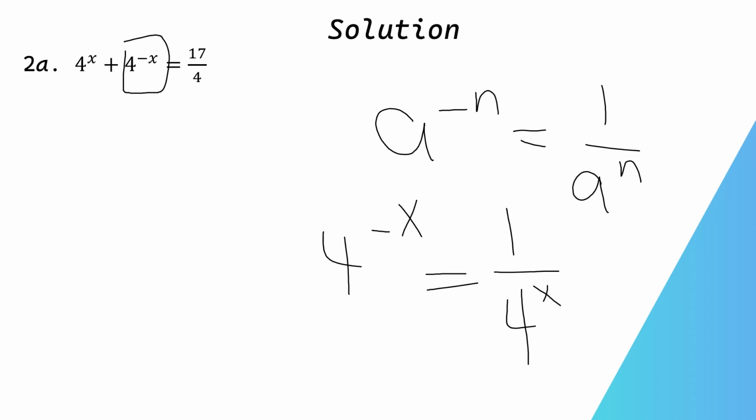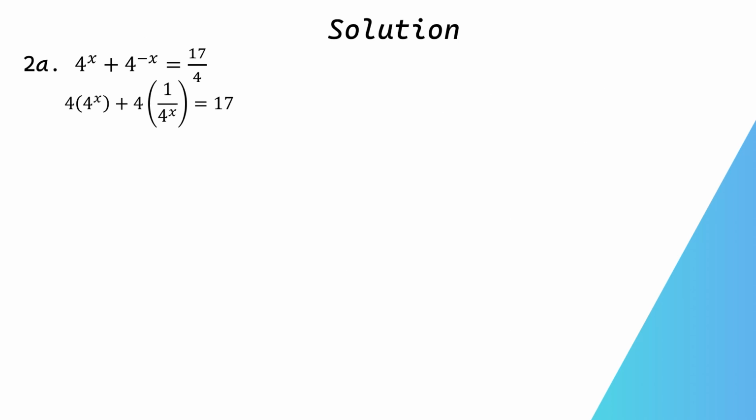So let's go back to what we were saying by clearing through by 4. The 4 will cancel the 4 here. Now the 4 will multiply the other one. So we get 4 times 4 to the exponent x plus 4 times 1 over 4 to the exponent x equals 17.